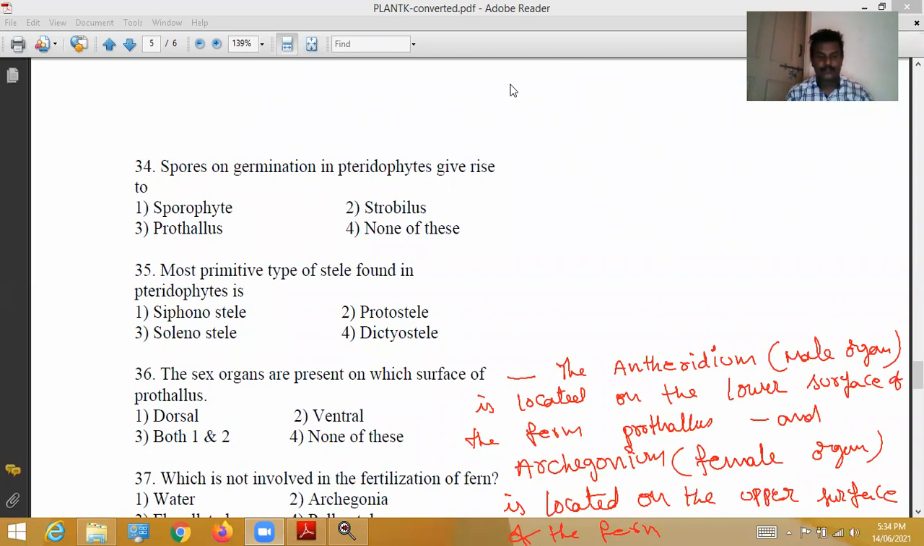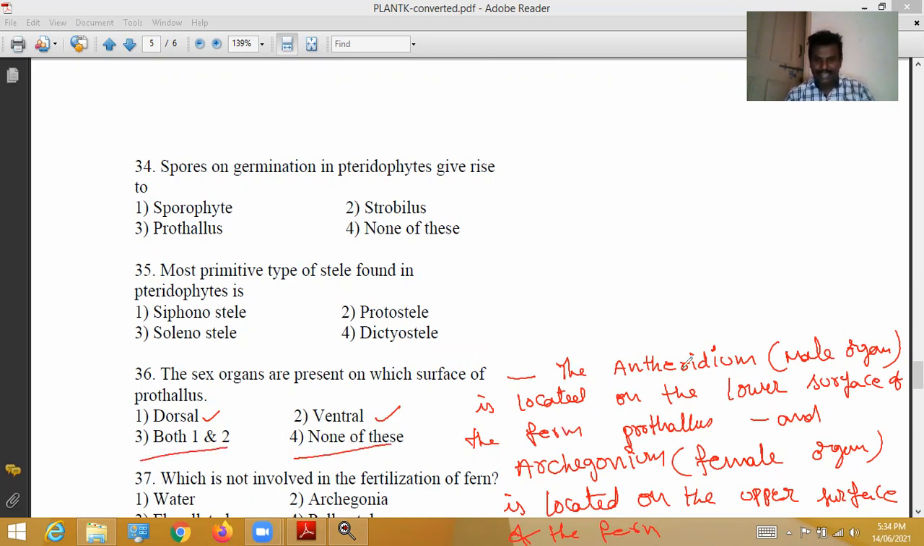Okay, next page. The sex organs are present on which surface of the prothallus? Four options are given. Dorsal, what does dorsal mean? Upper surface. Ventral means lower surface. Both 1 and 2. None of these.